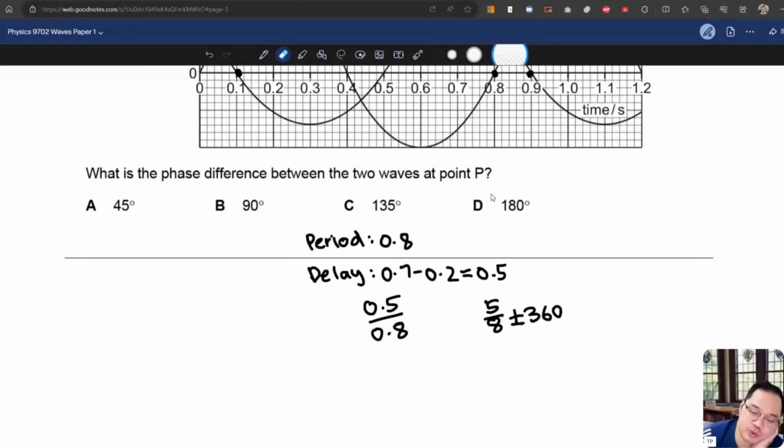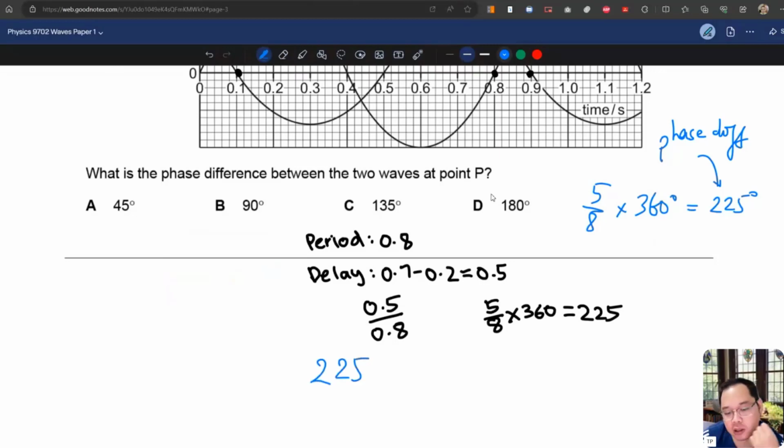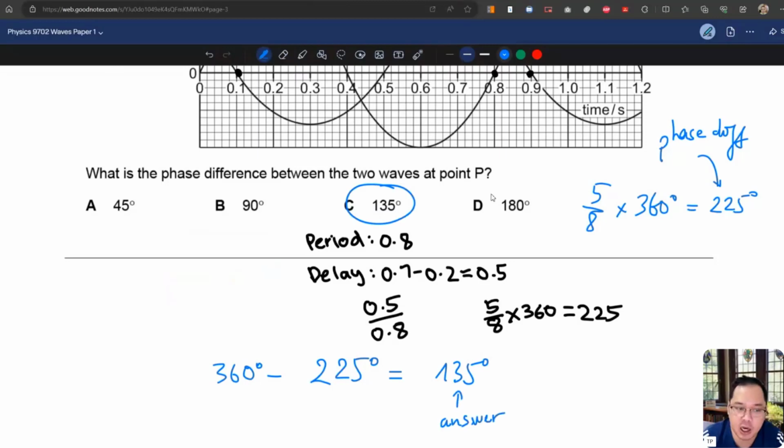How do you get the angle from 5/8? Times, not plus 360. Times here first, to get the angle of 225. 5/8, and then times 360, you get 225 degrees. This is the phase difference, and it is equivalent to 225 minus 360, or vice versa, 360 minus this value, and you get the answer 135 degrees. So if the options A, B, C, D involve this value, you can choose that directly. But if they do not involve this value, you need to convert it using the angle here.